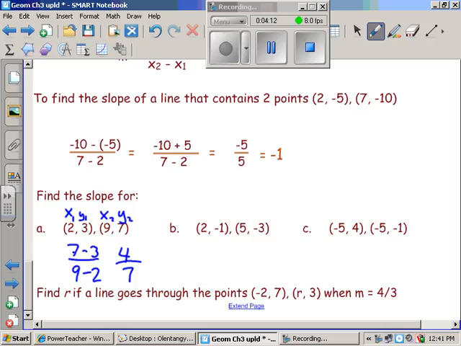Okay, so would that be relatively flat or steep? Less than 1. Yeah, it would probably be pretty flat. So it would be up 4 over 7. So let's say it started at (0, 0). It would be like that. Okay. All right. Do we all remember how to calculate slope?